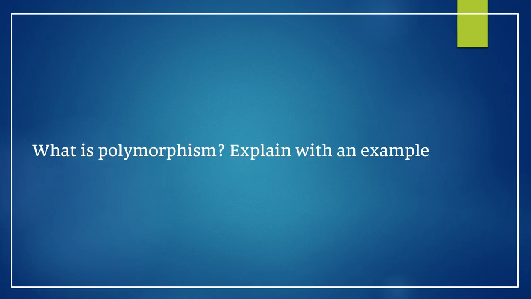What is polymorphism? Explain with an example. Polymorphism is a concept where it is like an object taking many forms.